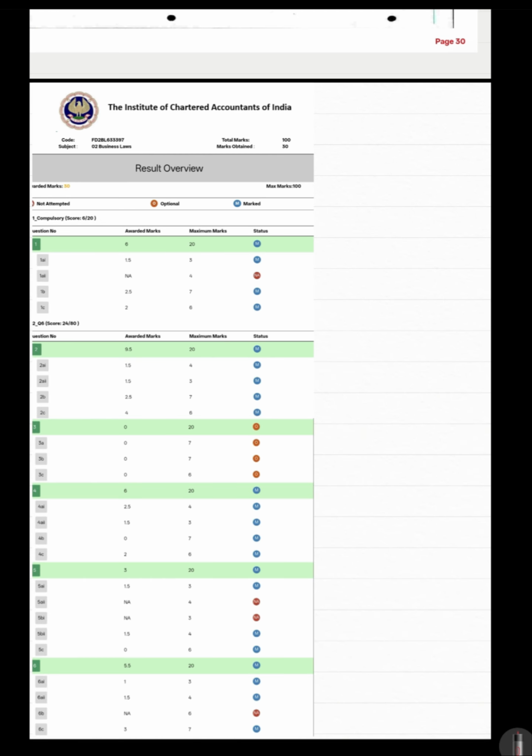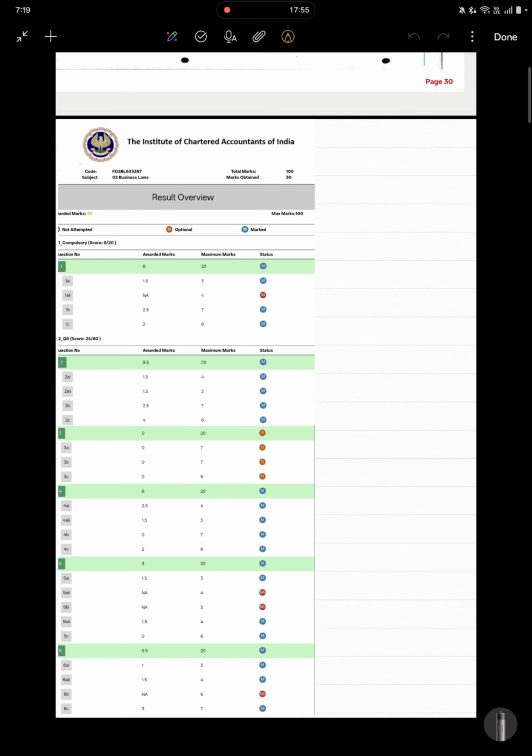In number 2 I got 9.5 marks out of 20, and number 3 I left, as it was an option. In number 4 I got 6 marks out of 20, in number 5 I got 3 marks out of 20, and in number 6 I got 5.5 marks out of 20. I also left question 5A of 4 marks, 5B of 3 marks, and 6B of 6 marks. So that is 4 marks here, 8 marks, 11 marks, and 6, 17 marks. I attempted only 83 marks.